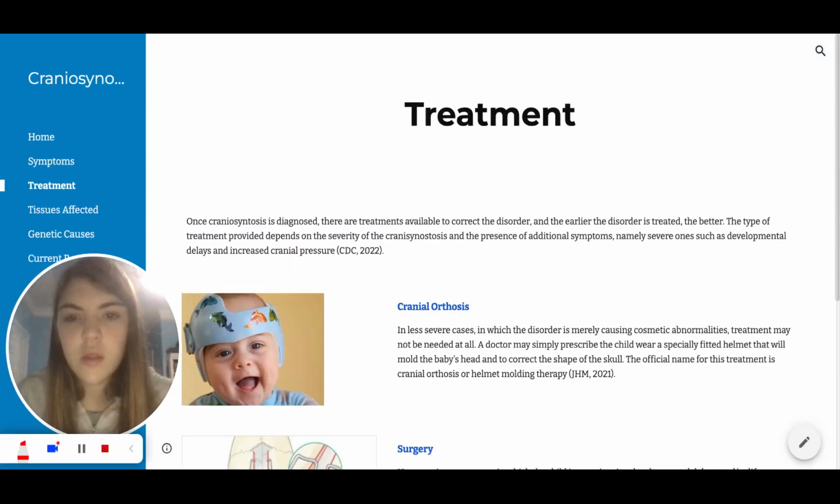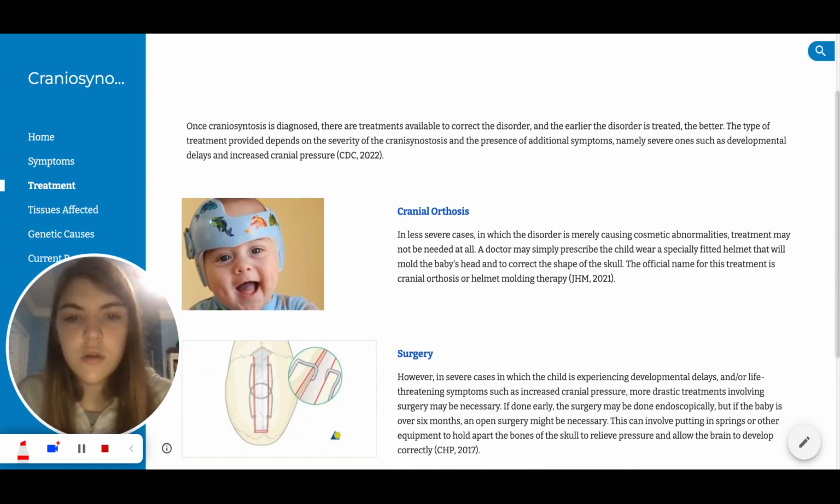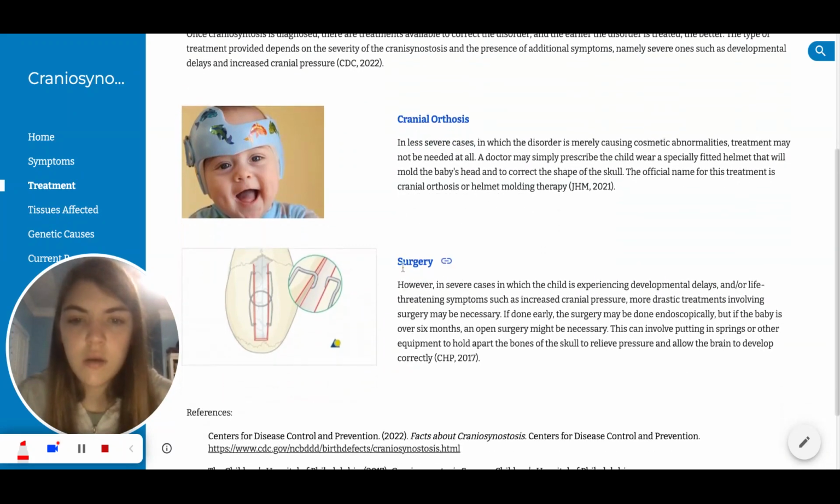And then treatment. There were really only two types of treatment, so I separated them into different sections. The first type is cranial orthosis, which is just a fitted helmet, so I included an image of a baby wearing a molded helmet. The other type is surgery. I made sure to mention that if it's caught early, the surgery can be done endoscopically, but if it's caught too late, they may have to do an open surgery. I included an image of one of the surgery types that's performed, the one I mentioned, the one with the springs.